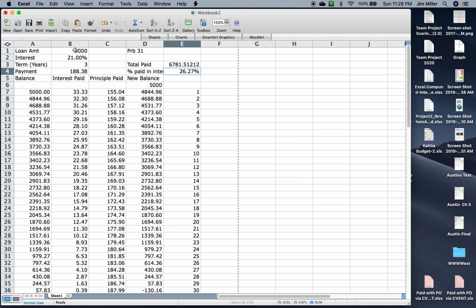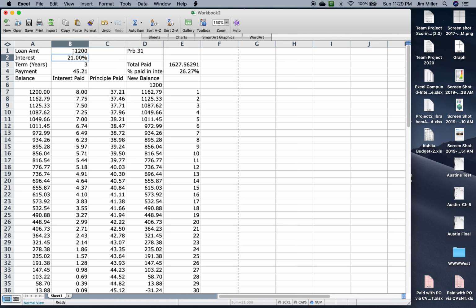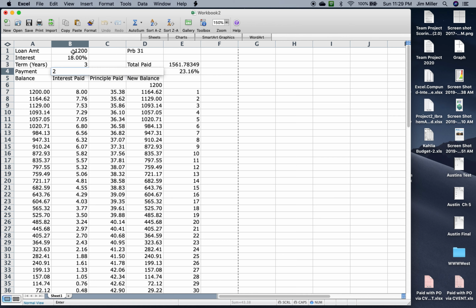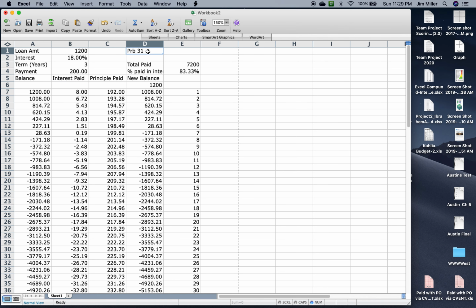Now 33, they want us to run a spreadsheet showing this. And 33 says we're taking out a loan or credit card. Credit card of $1,200 we're starting with. Interest rate on the credit card is 18%, and we're making payments of $200. So this stuff, this is 33. So we can get rid of this.